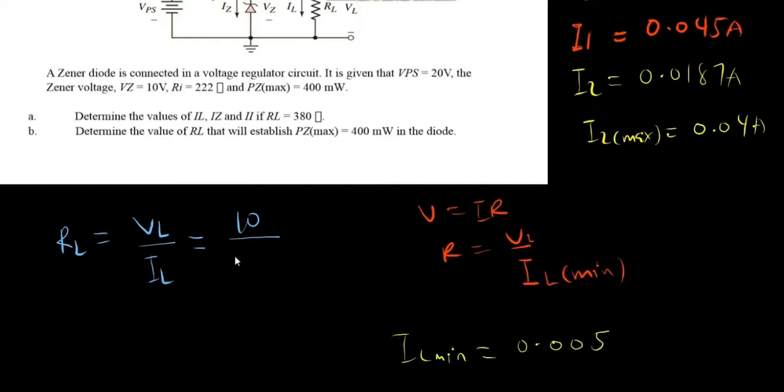So that will be divided by 0.005. Let's see what we get for this. 10 divided by 0.005 gives me 2000, so that gives me the value of 2000 ohms. So that will be the value of RL.